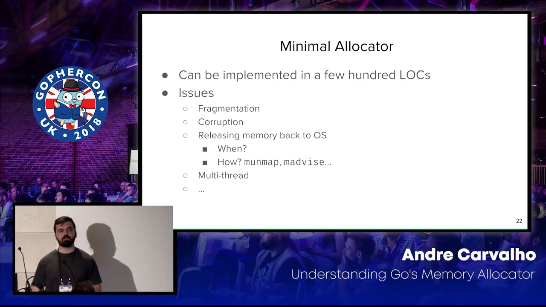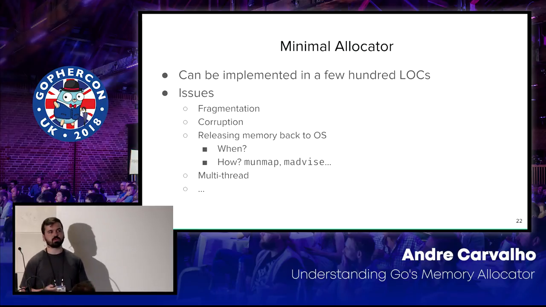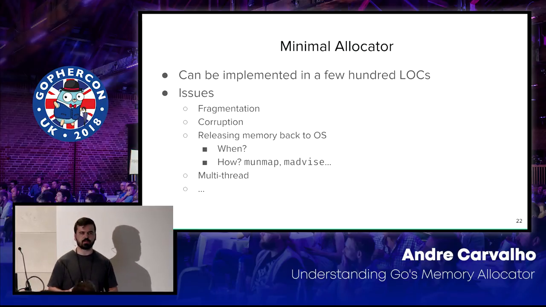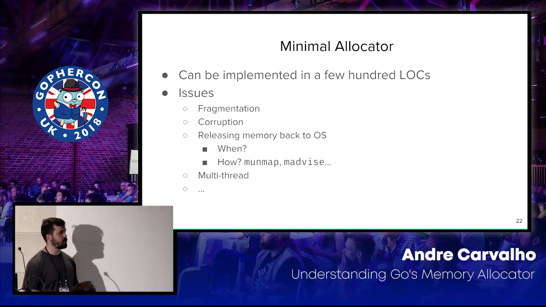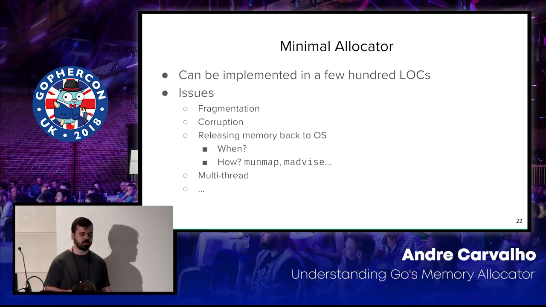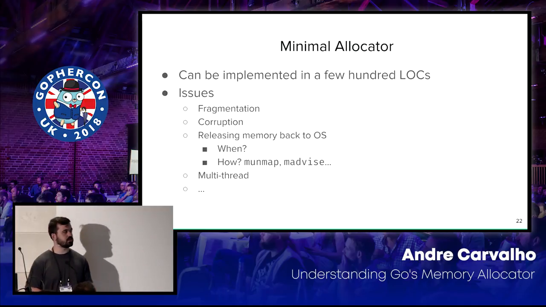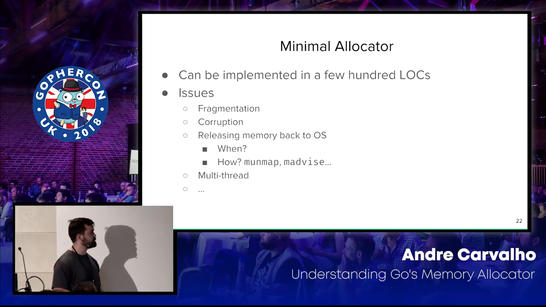So we need to figure out when to do that, like setting a threshold of the amount of unused memory that we are going to hold, and also how to do that, what syscalls we are going to use to release that memory to the OS. There are actually many memory allocators that don't solve this one. It may sound surprising, but it's still a valid memory allocator.